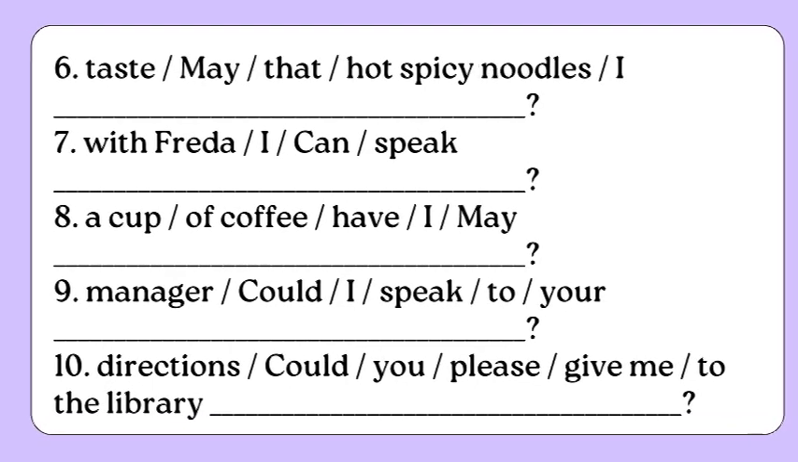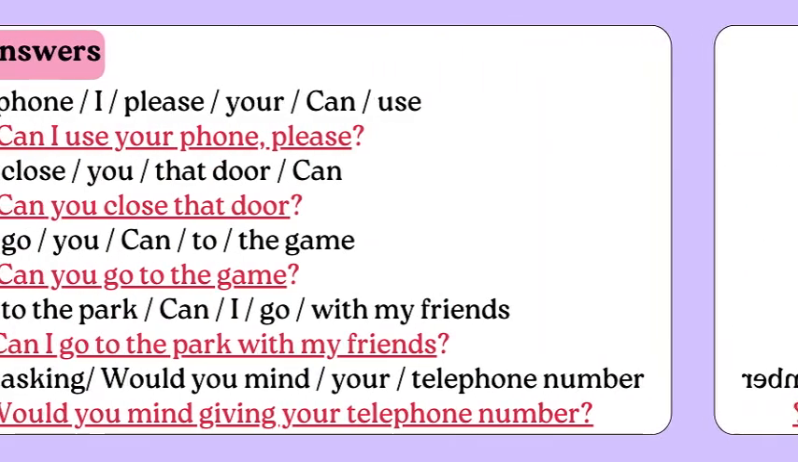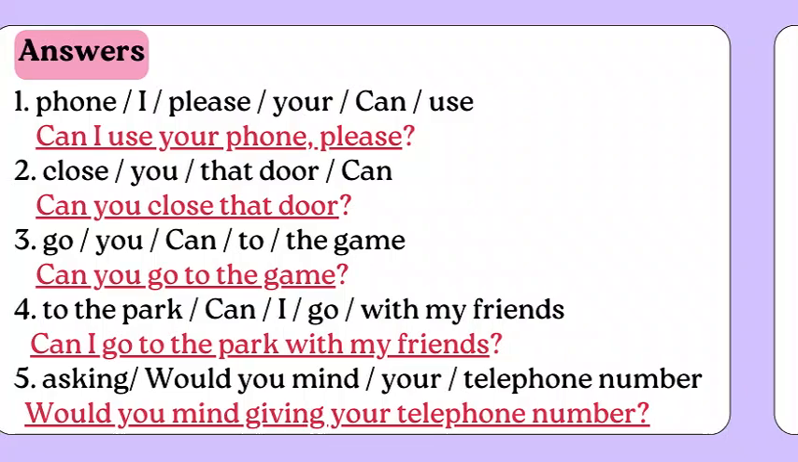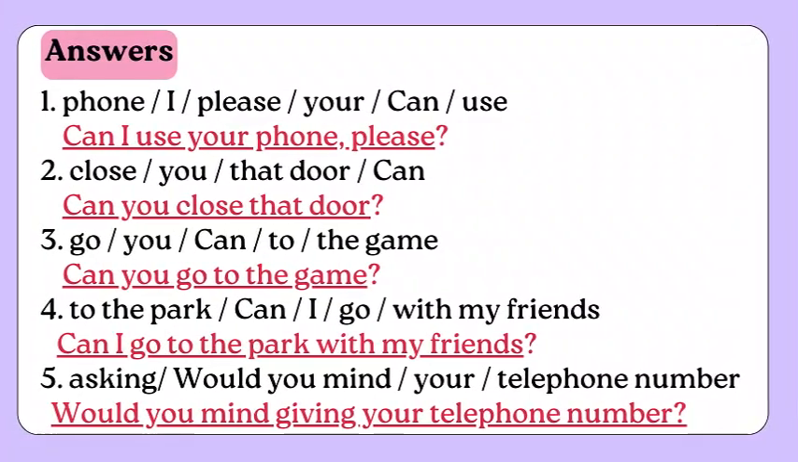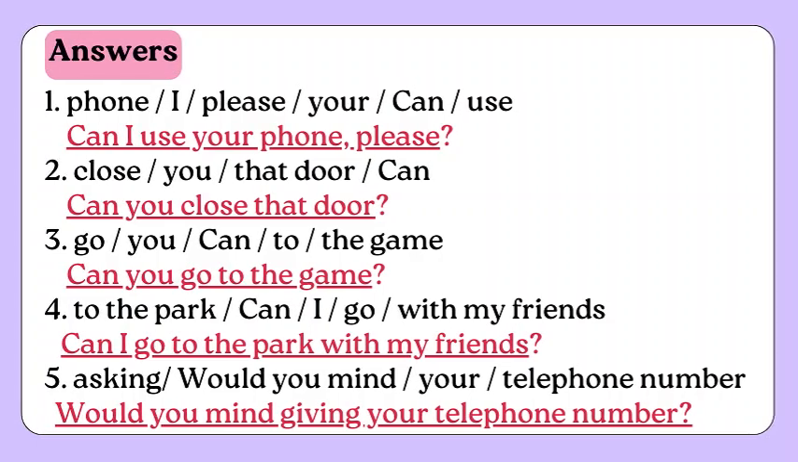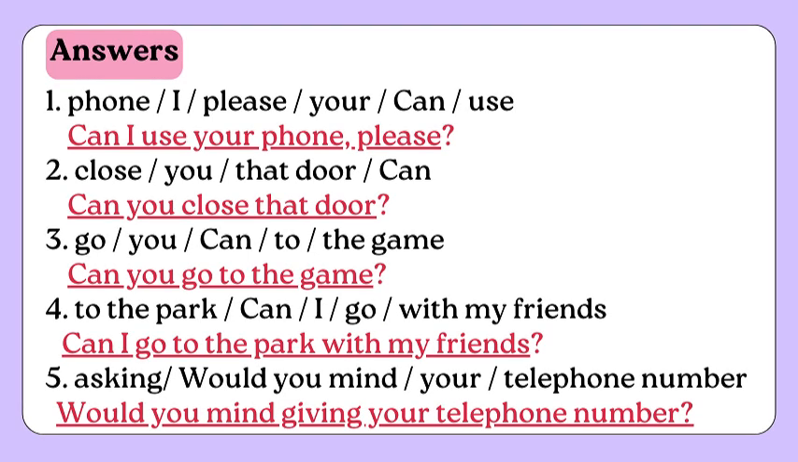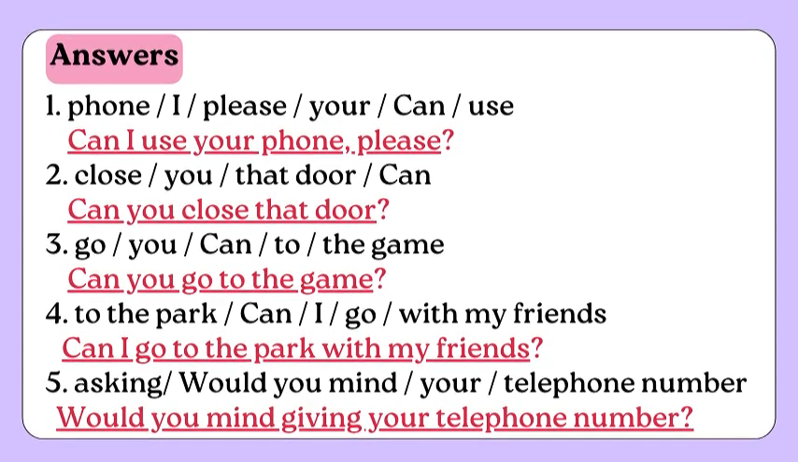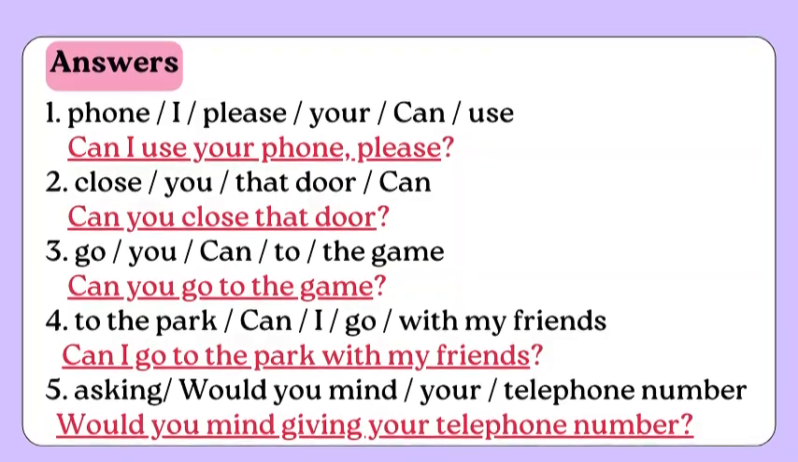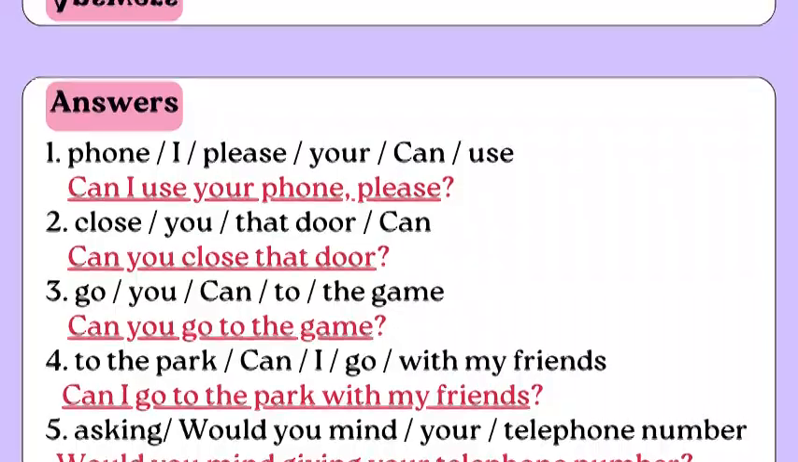Here are the correct answers. 1. Can I use your phone, please? 2. Can you close that door? 3. Can you go to the game? 4. Can I go to the park with my friends? For number 5, there is a correction for the given question. Instead of using the word asking, we can use the word giving to make the sentence correct. So the correct answer should be, would you mind giving your telephone number?